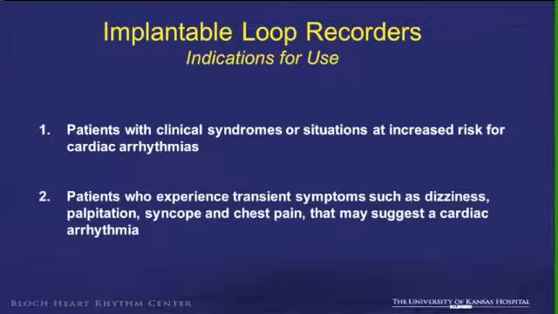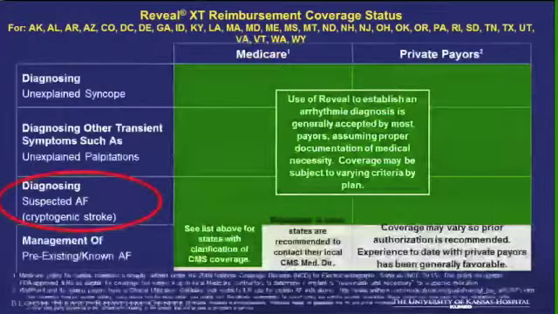I want to go back very quickly to the implantable loop recorder indications for use. There are actually two, and the one that cryptogenic stroke would fall under is patients with clinical syndromes or situations that increase risk of cardiac arrhythmias. But the second indication for loop recorder implantation is patients who experience transient symptoms, dizziness, palpitations, syncope, or chest pain that could suggest a cardiac arrhythmia. This is an indication for an implantable loop recorder.